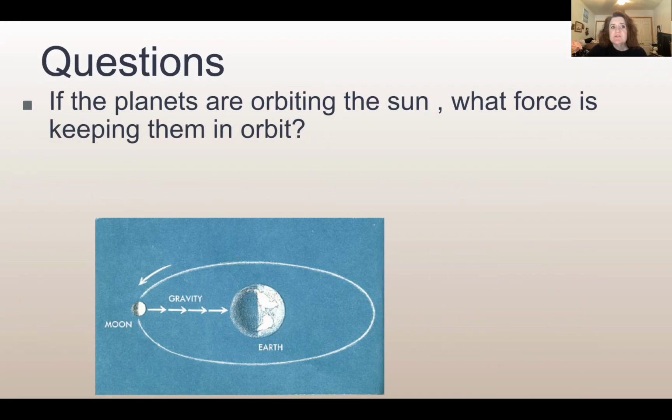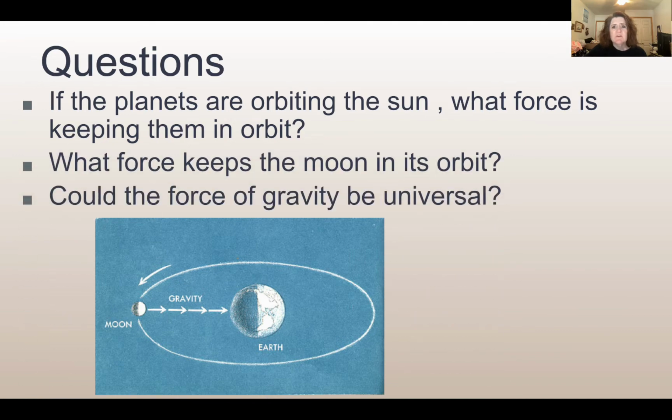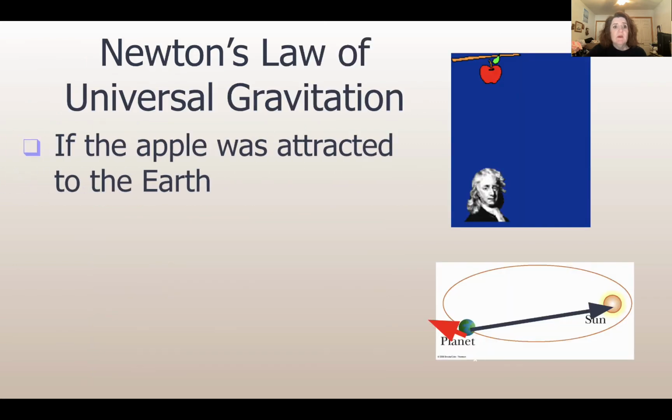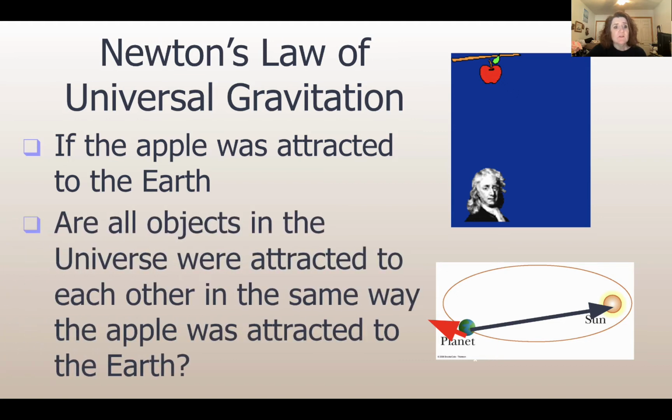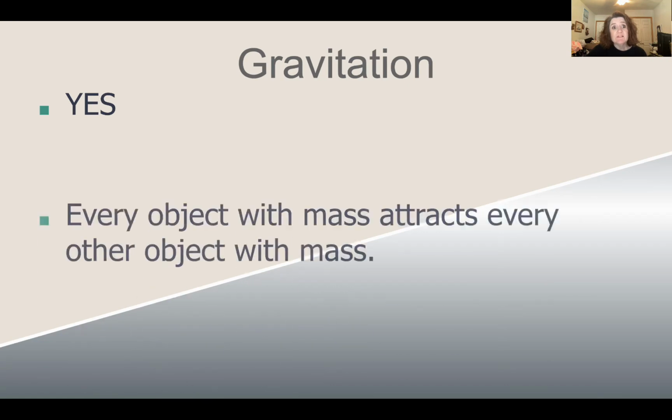So the first questions we have is, if planets are in orbit around the sun, what force is keeping them in orbit? What force keeps the moon in orbit? Could those forces of gravity be universal? Well, Newton's law of universal gravitation was first discovered because if an apple was attracted to the Earth, then are all objects in the universe attracted to each other in the same way? And the answer was yes.